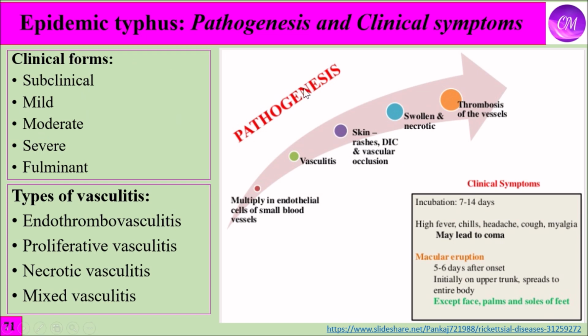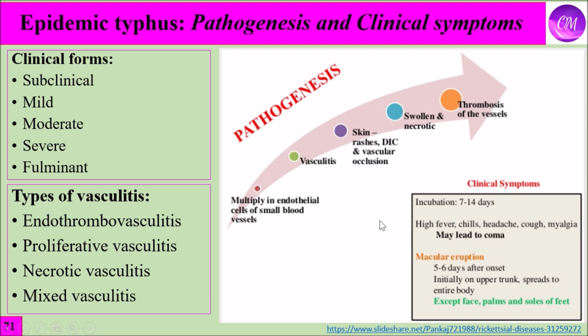Here you see the pathogenesis of the epidemic typhus: the rickettsiae multiply in the endothelial cells of small blood vessels, which results in the development of vasculitis, and the development of vasculitis results in the appearance of the skin rash, the disseminated intravascular coagulation syndrome and vascular occlusion, then swelling and necrosis of the tissues and thrombosis of the vessels.